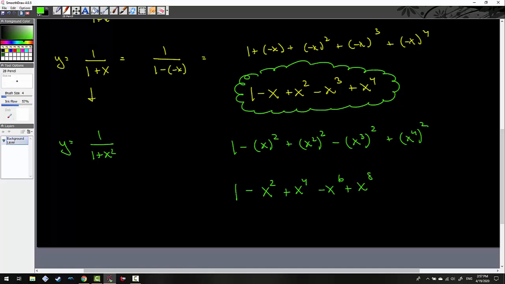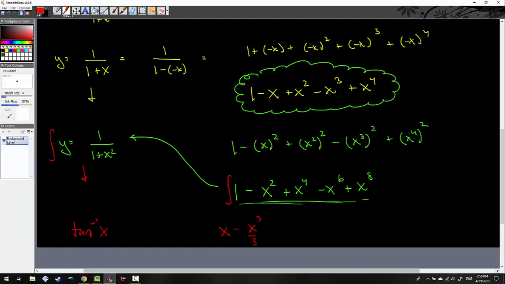And remember, what I'm saying is that this power series right here is a representation of this function right here. So the last thing I'm going to do is integrate this function. And if I integrate 1 over 1 plus x squared, I will get tan inverse of x. But integrating the actual function is like integrating the power series, which would then get me x minus x cubed over 3 plus x to the fifth over 5.